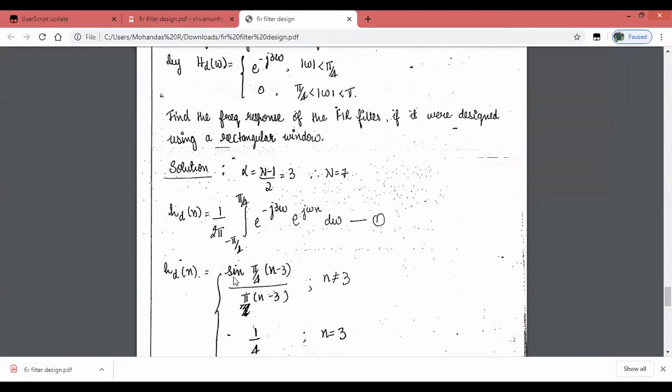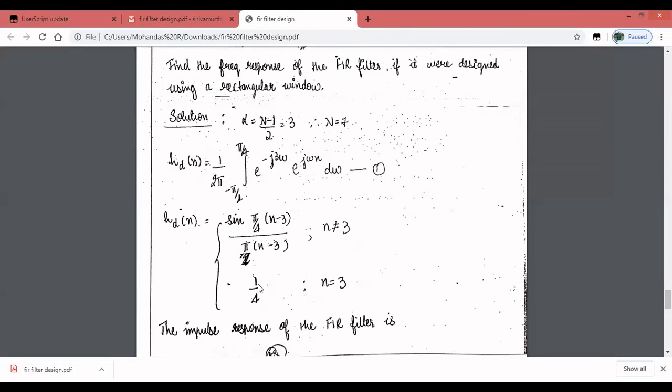So here for n not equal to alpha, that is n not equal to 3, by substituting the value of alpha, it will become sine of pi by 4 into (n minus 3) divided by pi into (n minus 3). Or else it will be just 1 by 4 for n equal to 3.